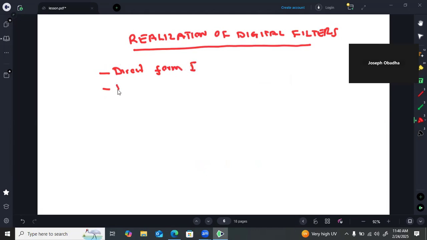Direct form 2, cascade, and parallel form.